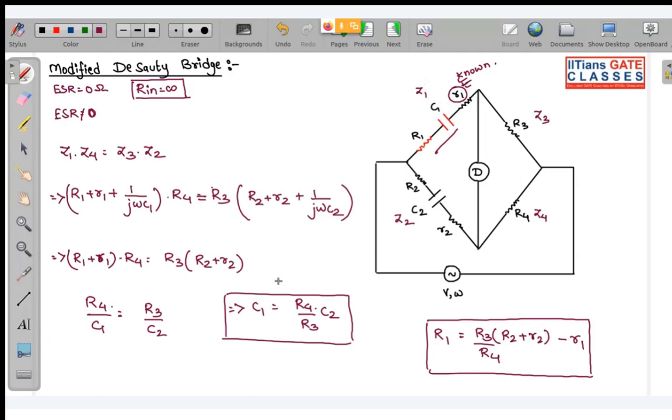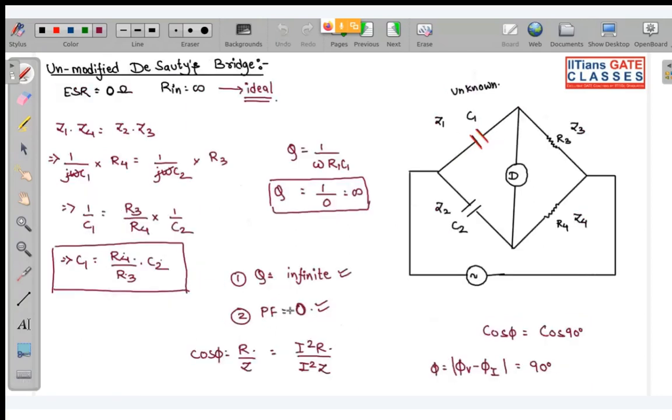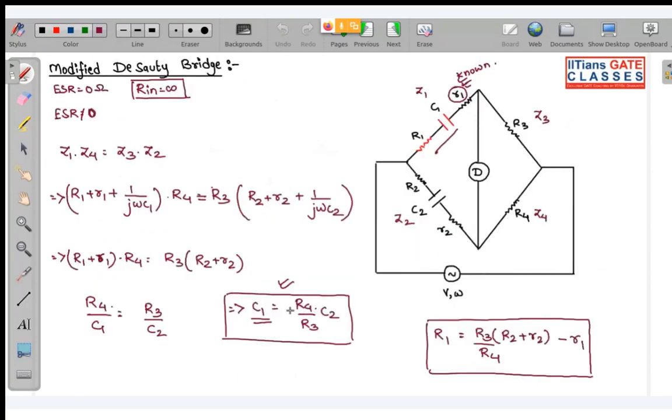See, here also the equations are same like before, but the capacitor is not acting as your ideal capacitor. C1 value, whatever value we were getting last time, we are getting the same thing. But here this capacitor is not ideal. So I can calculate quality factor of this capacitor. Okay, I can calculate it. It will be 1 by omega R1 C1. Now this R1 I already have over here. This C1 is also present. So I can calculate it.